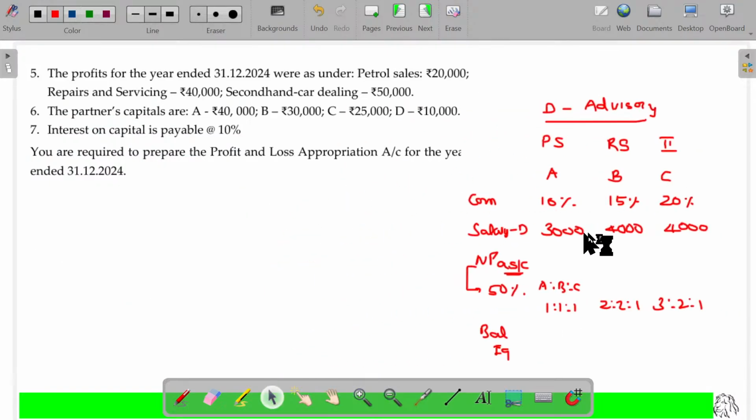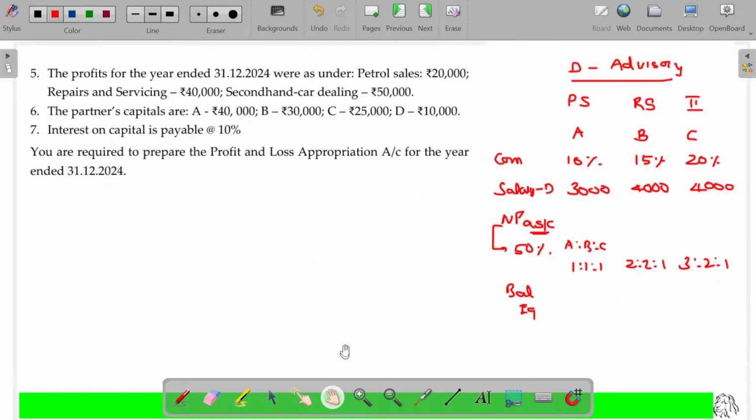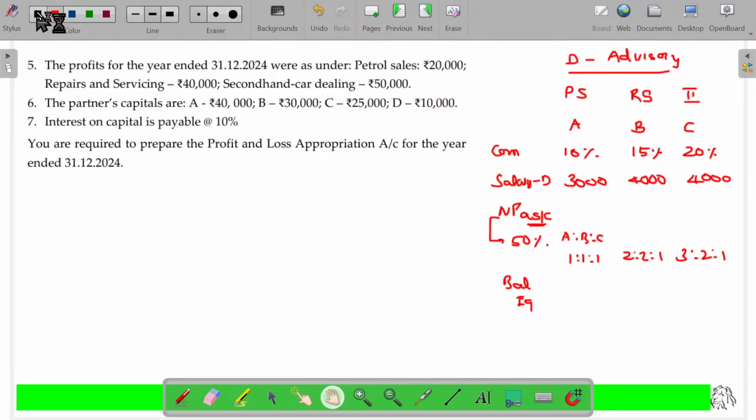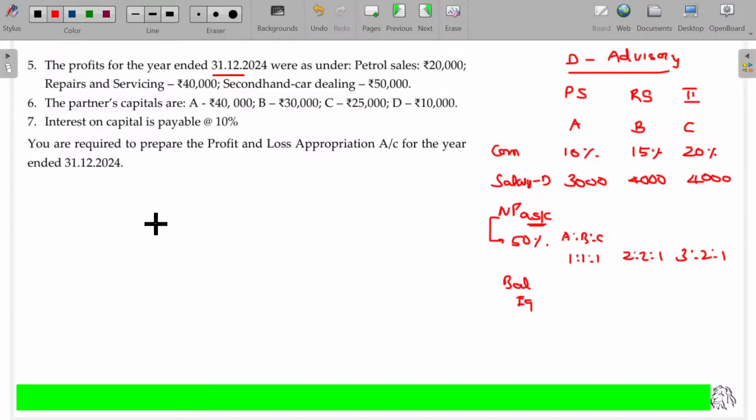Now, what happens here? Profits for the year ended were as under. Now, profit for PS, RS, second hand. Profit and loss, how much is that? 20,000 for PS department profit, 40,000 for RS department profit, 50,000 for second hand department profit.